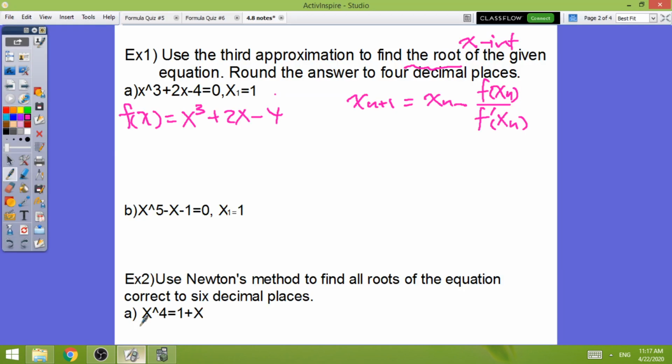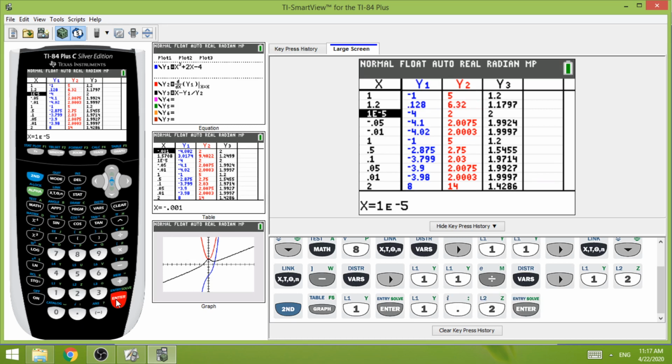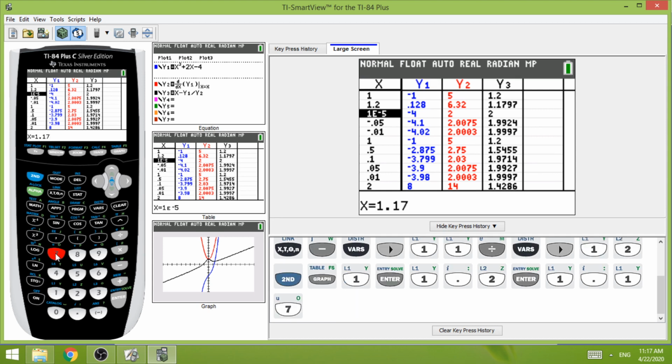And how many times do we need to do this repetition? We need to do the third approximation to find the root. So that means we need to do this 3 consecutive times. Whatever outcome we have for y3, we use that new number, 1.2, to find another approximation. So 1.2, and then we came out with 1.1797. So we're going to use that, 1.1797.